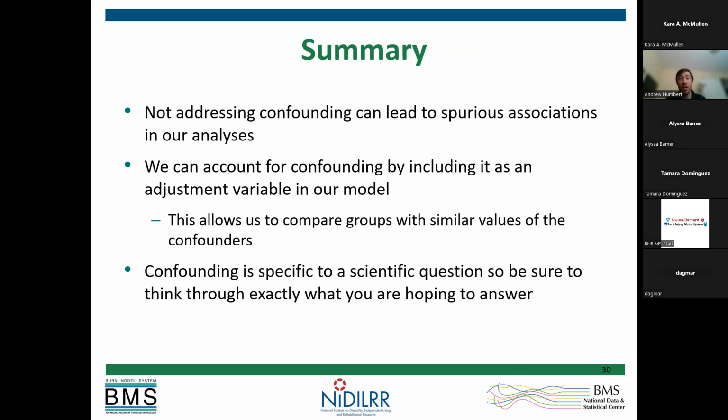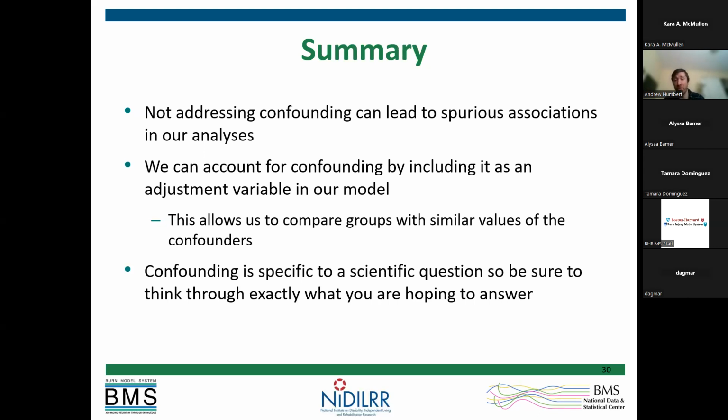Just a quick summary, we found that not addressing confounding can really lead to spurious associations in our analyses. And again, that can be an association that's present, or it can be the lack of association. That can both be spurious, and we really need to adjust for that confounding to get the true association, which either could appear or disappear depending on what our data looks like.